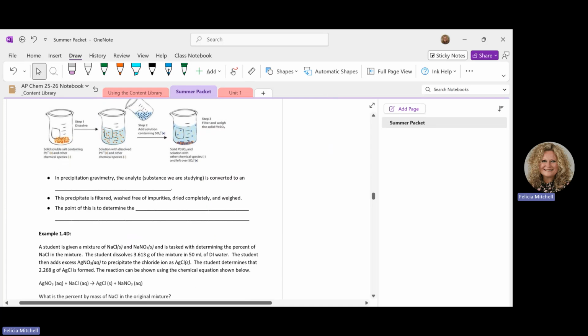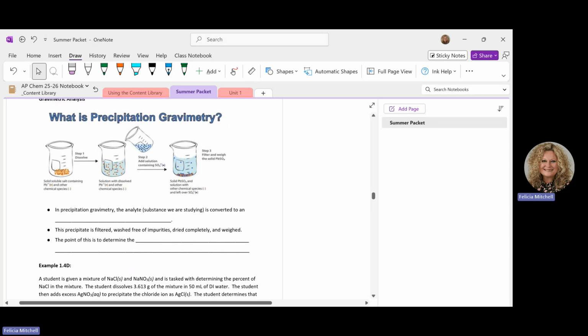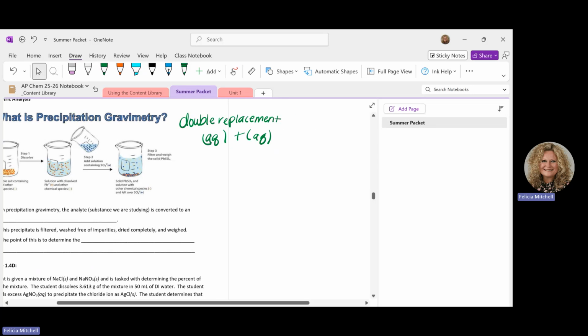And when we look at precipitation, or like what you did last year when you made a precipitate, remember we did our chalk lab? I don't think you do that with Miss Ladard, but when you do precipitation gravimetry, that is basically making a solid from a double replacement reaction. Remember we talked about this last year. If you have an aqueous compound plus an aqueous compound, you would yield another compound that would also be aqueous, and then there would be another compound that would be insoluble, and it would be a solid, S.